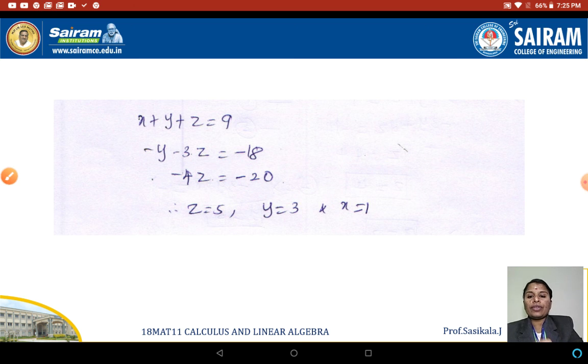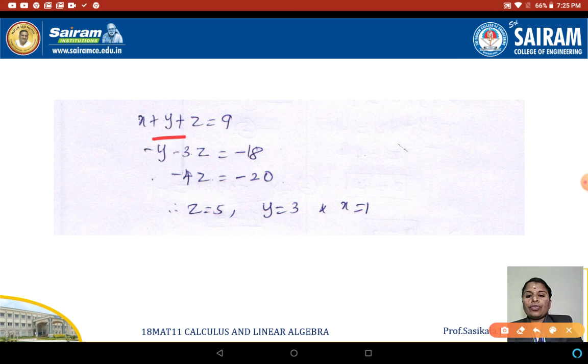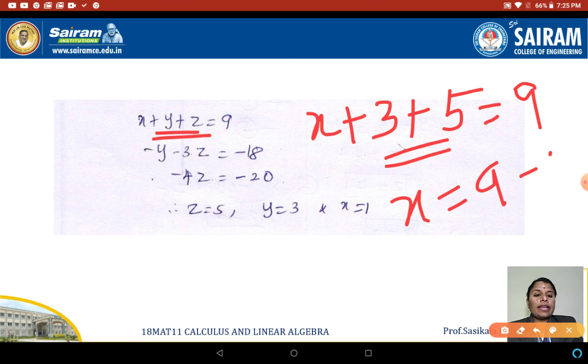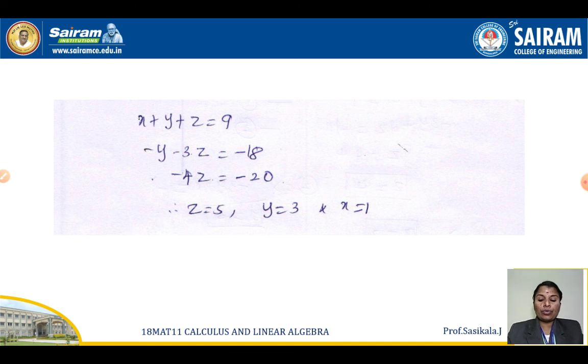Now it's coming to the x value. How will we calculate the x value? From this equation we are going to calculate your x value. What is that? X plus y is 3 and z is 5, which is equal to 9, isn't it? So 3 plus 5 is 8. So x is equal to 9 minus 8, which is equal to 1. So you will get x value is equal to 1. That's what we have found: x, y, z will be 1, 3, 5, which is your exact solution.